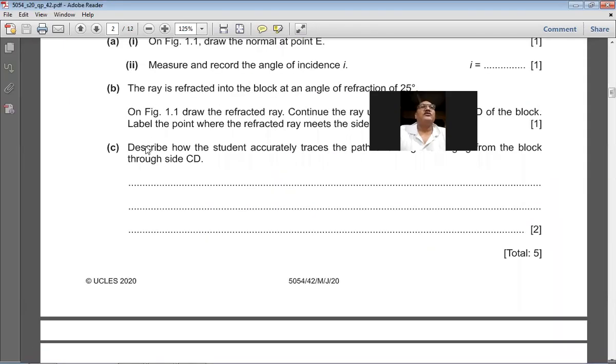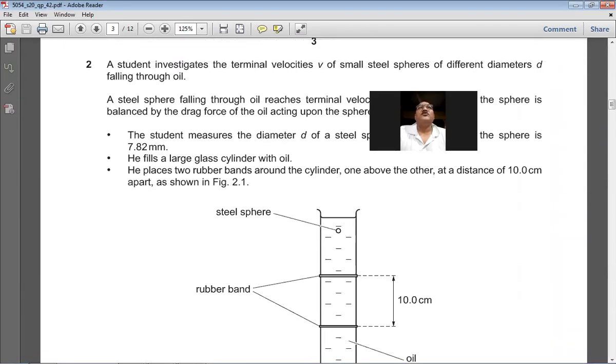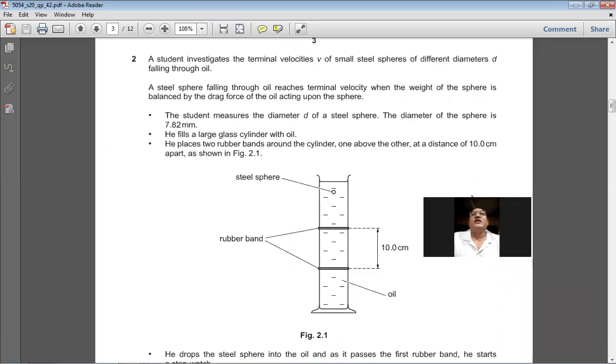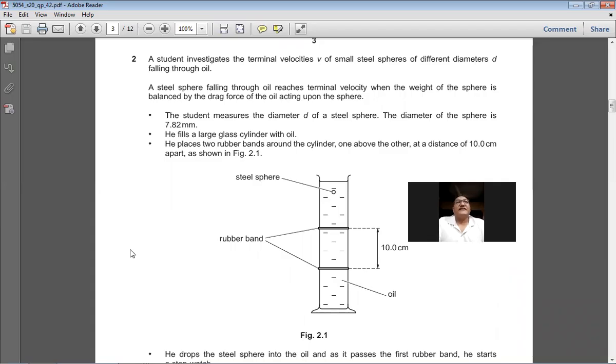The next question is question number 2, and here we have question number 2. So basically in this question, a student investigates the terminal velocities v of a small steel sphere of different diameters d falling through oil. A steel sphere falling through oil reaches terminal velocity when the weight of the sphere is balanced by the drag force of the oil acting upon the sphere. The student measures the diameter d of a steel sphere. The diameter of the sphere is 7.82 millimeter.